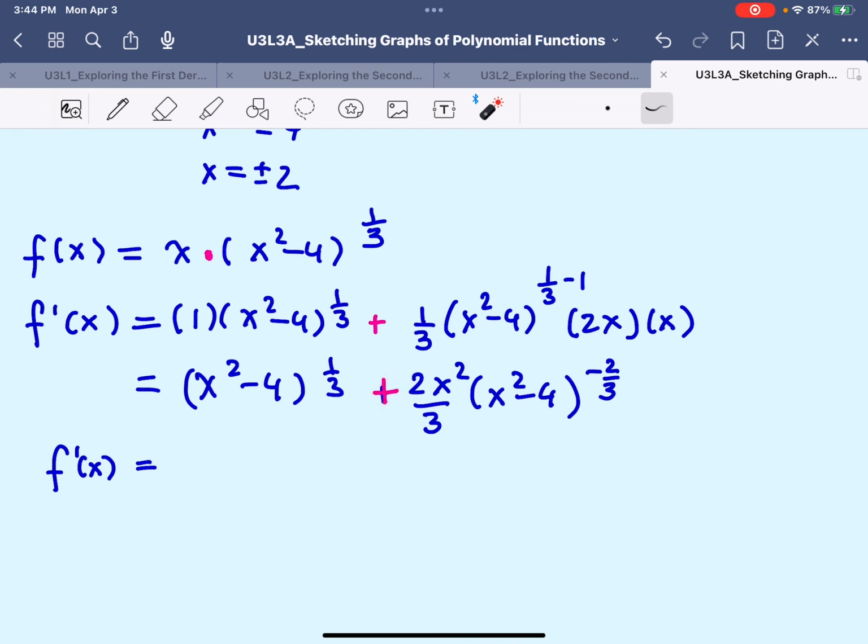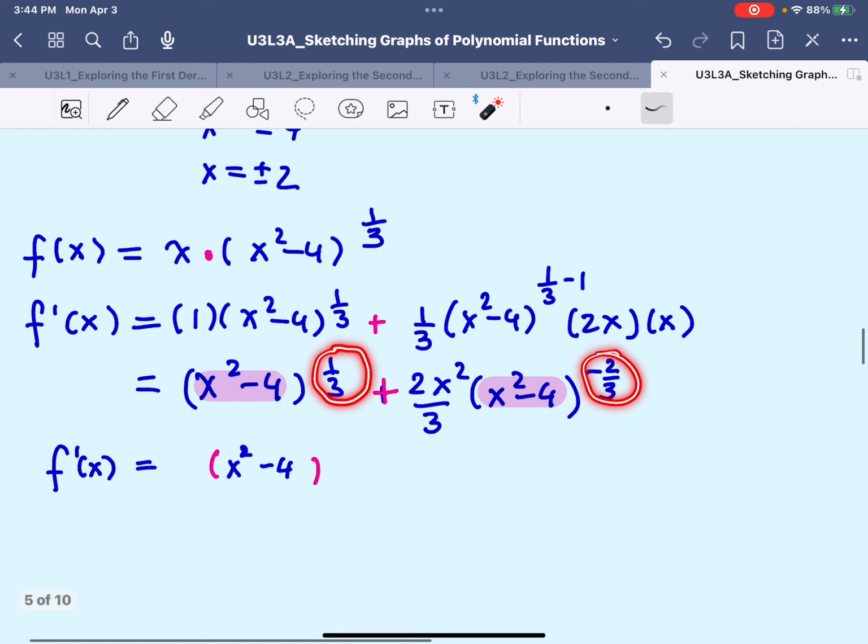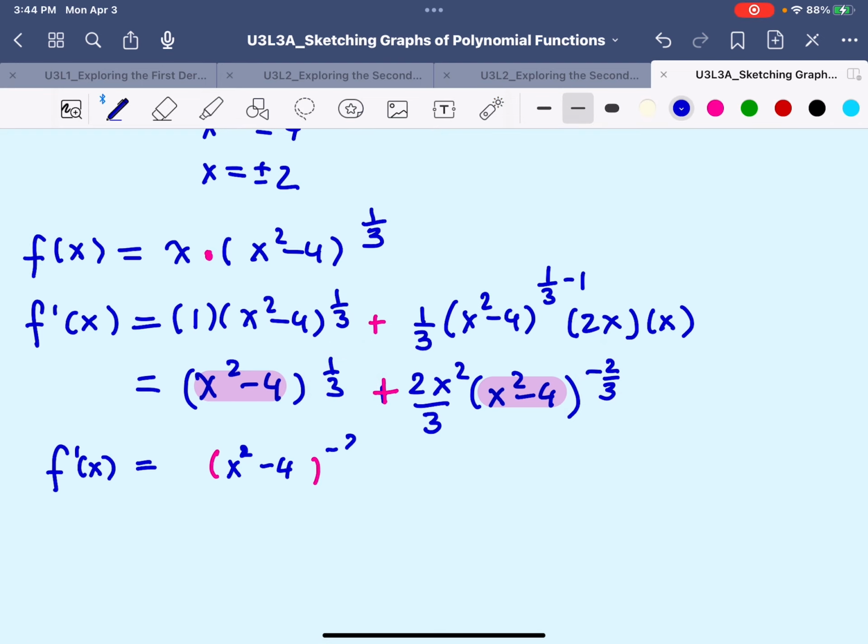And the things we look at are the common binomial. In this case, we have a common binomial of x squared minus 4. So we'll take that out. And the power that we're able to factor is the smallest power that exists in the expression. So we have 1/3 and negative 2/3, which means that negative 2/3 would be the common power.